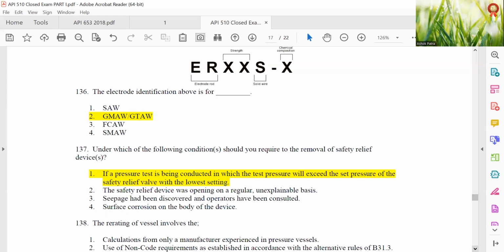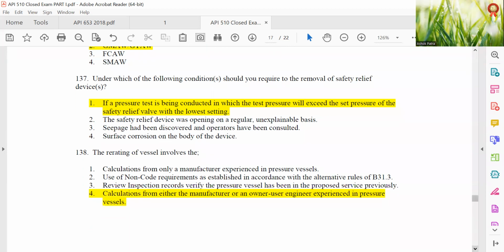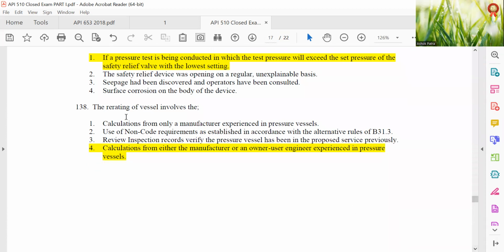Under which of the following conditions should you require the removal of a safety relief device? A pressure test is being conducted in which the test pressure will exceed the test pressure of the safety relief valve with its lowest setting. Then you have to remove. Re-rating a vessel involves calculation from either the manufacturer, the owner-user, or an engineer experienced in pressure vessels.